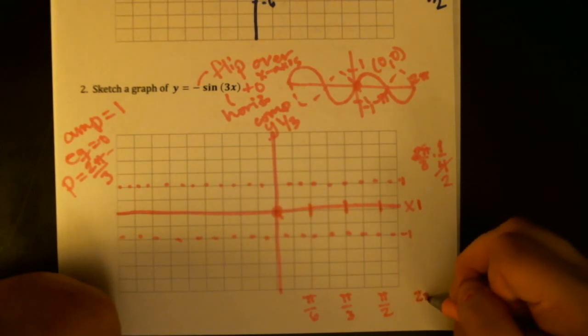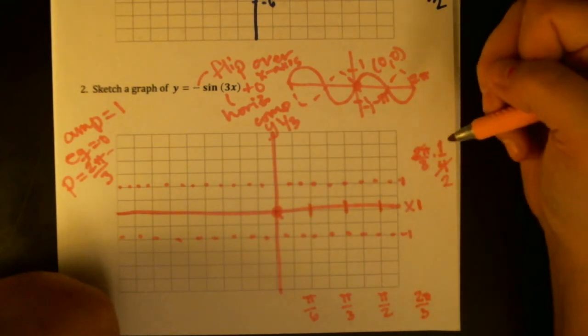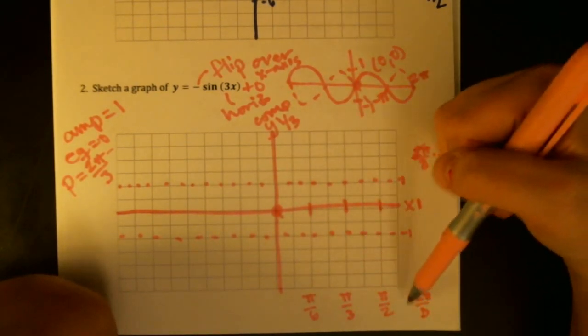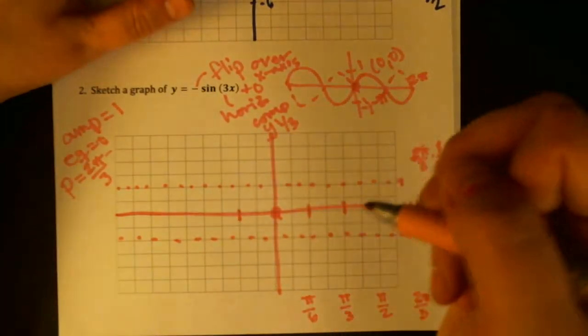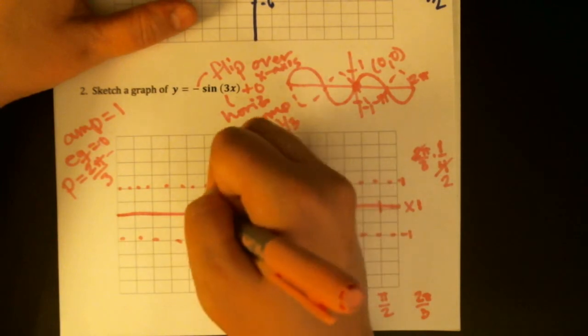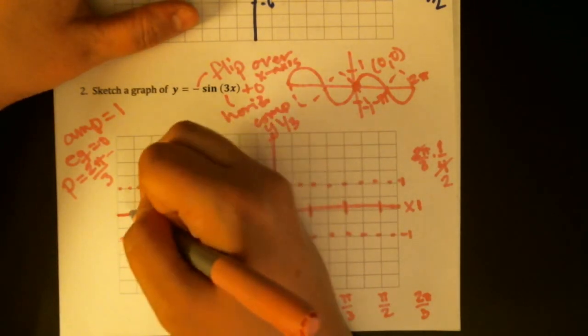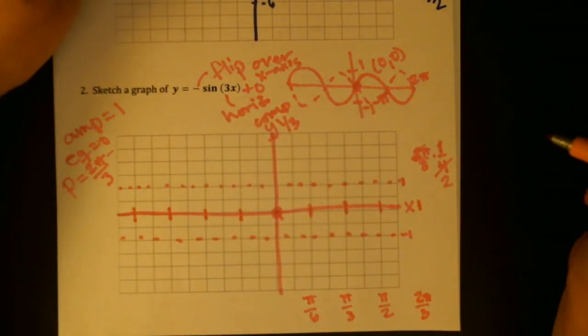Since I'm a little crooked, it didn't quite fit. That would be my 2 pi over 3. So that's 4 pi over 6's, which is a 2 pi over 3. And then we'll do similarly here. There's a negative pi over 6, pi over 3, pi over 2, and 2 pi over 3.